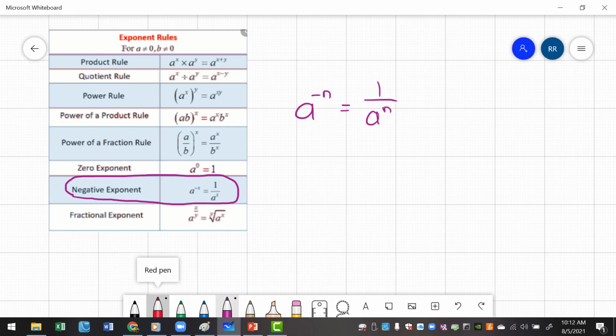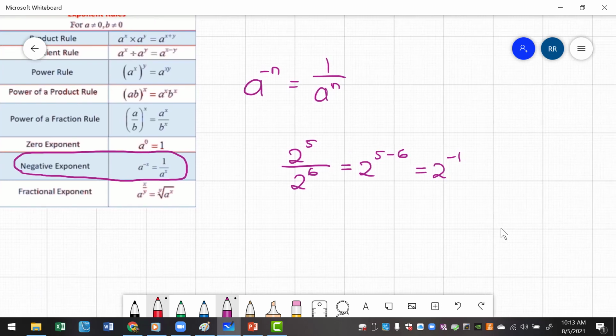Okay, so let's say I have 2 to the power of 5 over 2 to the power of 6. Using the quotient rule that we have learned before, this is equal to 2 to the power of 5 minus 6, right? So you will get 2 to the power of minus 1, right? This is just the power form. What if we do the cancellation? Okay, so I'm going to expand this 2 to the power of 5, which is going to be 2 times 2 times 2 times 2 times 2. We're multiplying 5 of them.